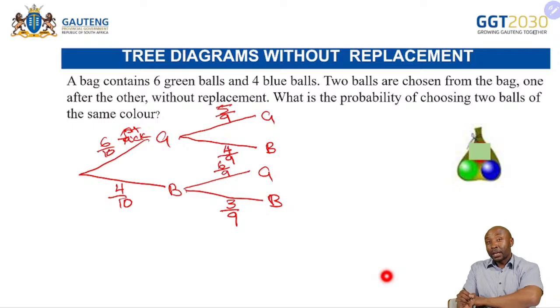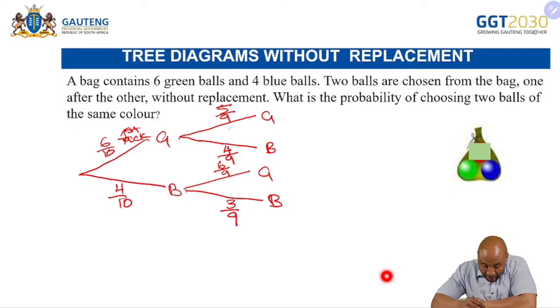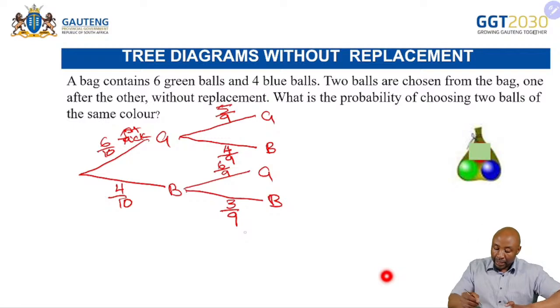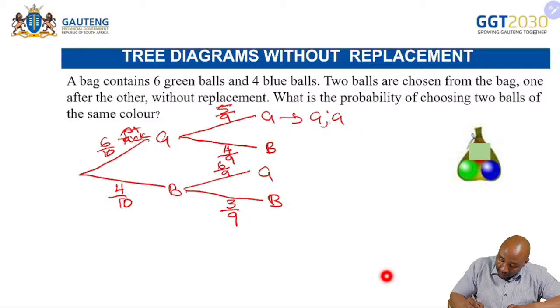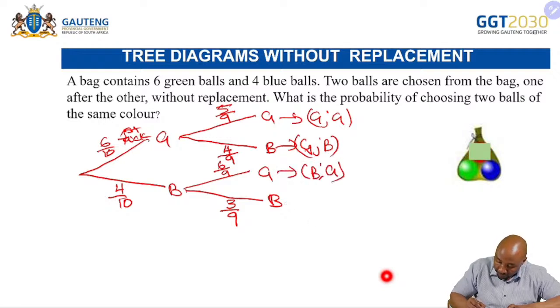Are you able to see how the probabilities work now? If you add 5 and 4, that gives you 9 over 9. That's a 1. 6 and 3, it gives you 9 over 9. Hence, our tree diagram will be fine. Then our outcomes, remember, it's green and green. It's green and blue. It's blue and green. And this becomes blue and blue.